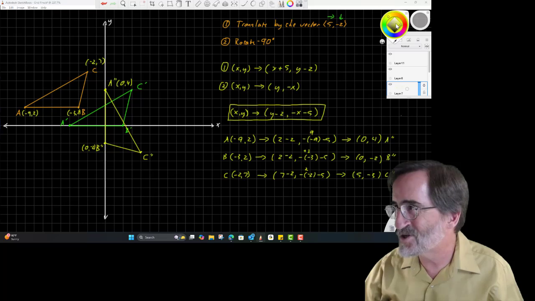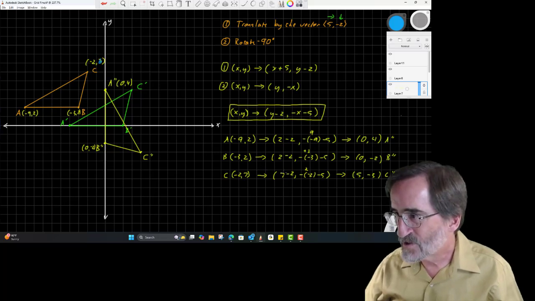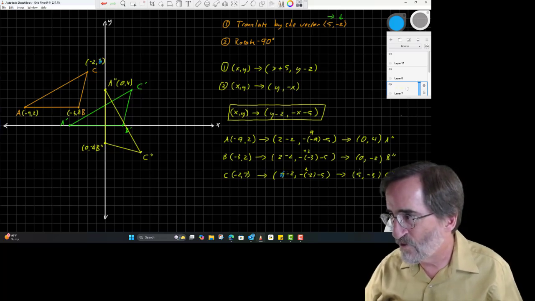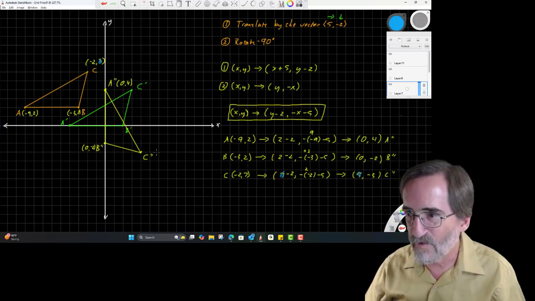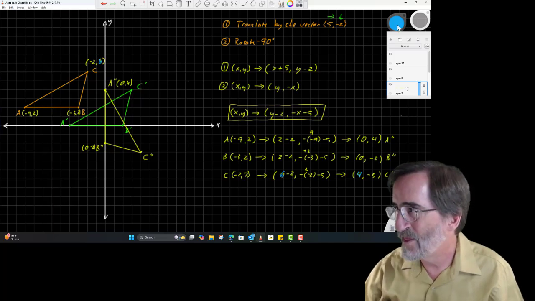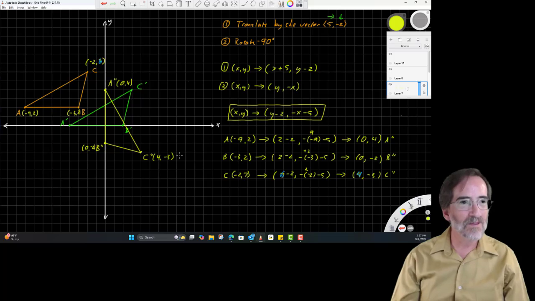It wasn't matching up, and I knew I'd made a mistake somewhere. So this is 6. So this is 6 minus 2, which is 4, and that's going to change that here. So (4, negative 3) is C double prime. Yep, I can make mistakes too. All right, (4, negative 3). So it works. Lo and behold, it works.